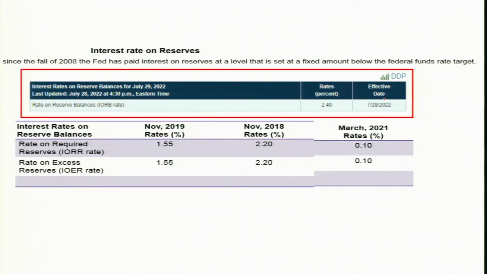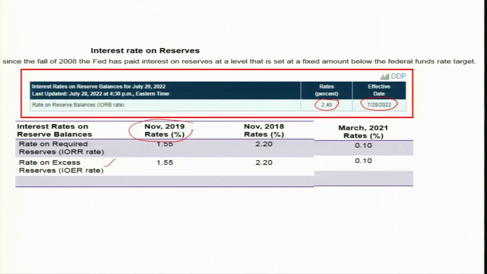So I am showing you here the effective interest rate on reserve balances, which is 2.4%. That is being given by the Federal Reserve System to the member banks who are keeping their reserves with the central bank, with the Federal Reserve System. This is the same for both required reserves as well as excess reserves. This is as of 28th July 2022. I am also showing you the interest rate on required reserves and excess reserves on other dates.